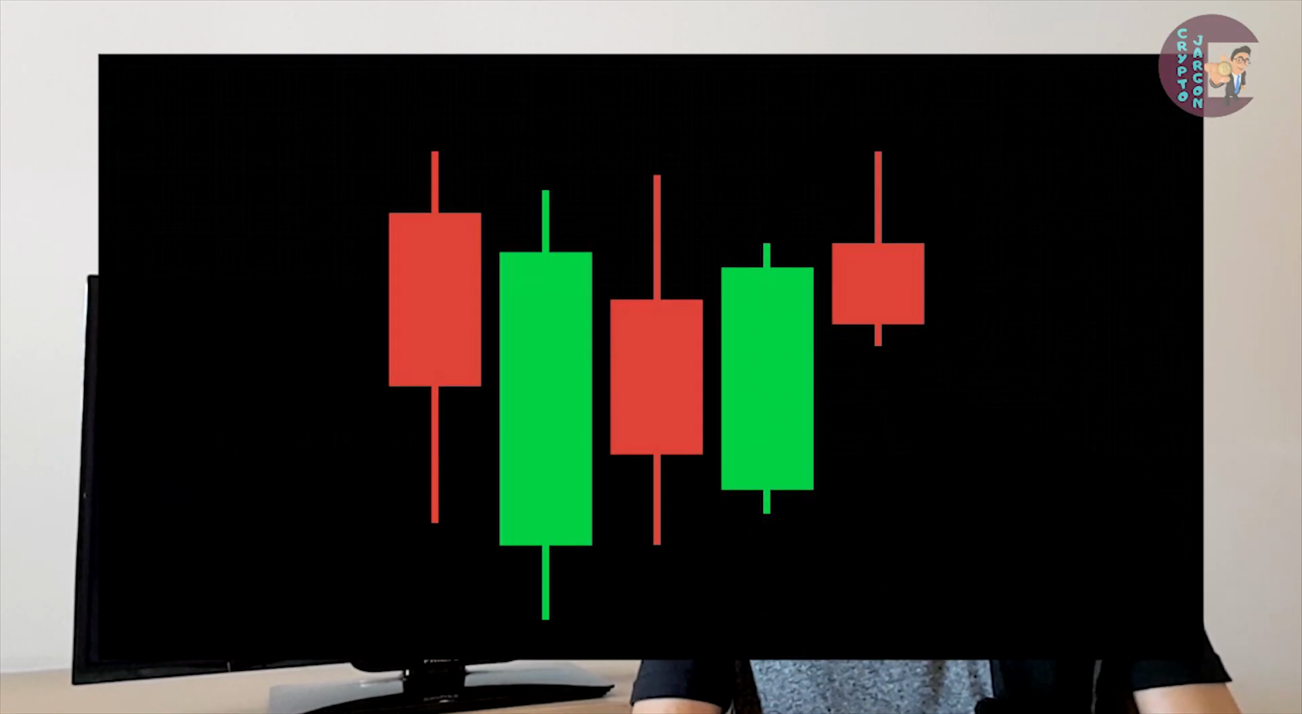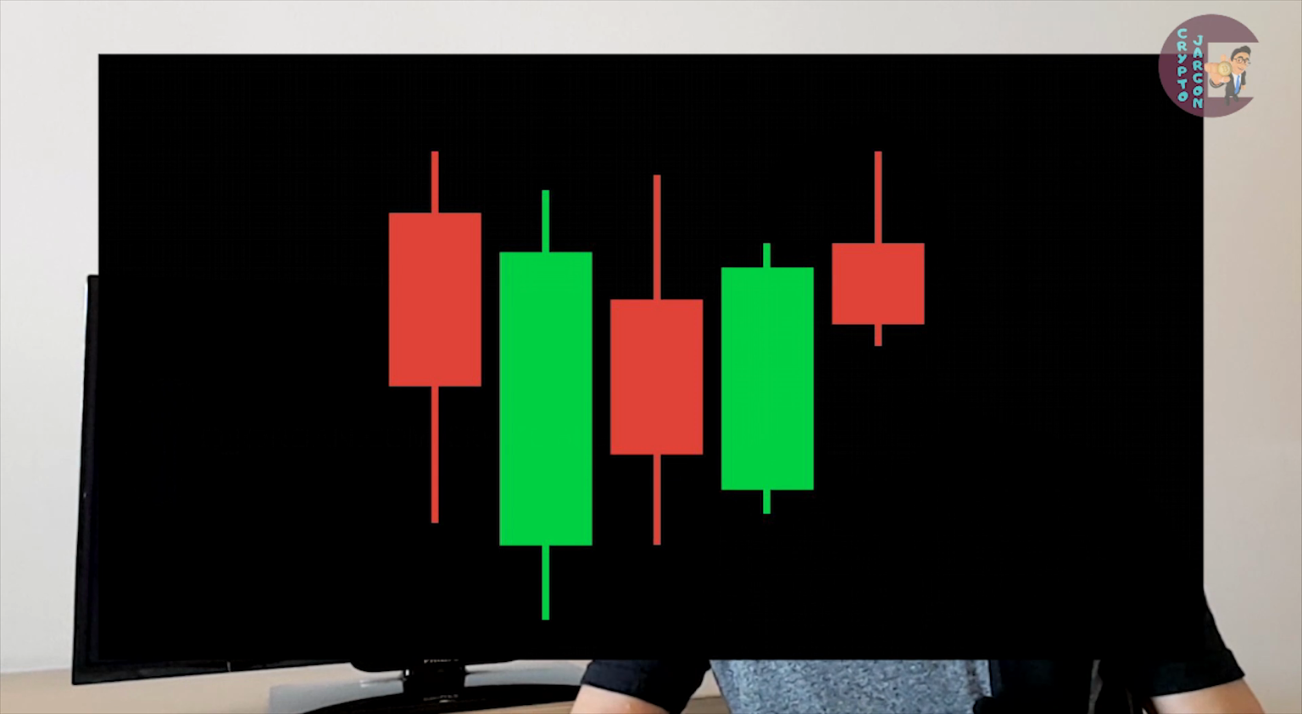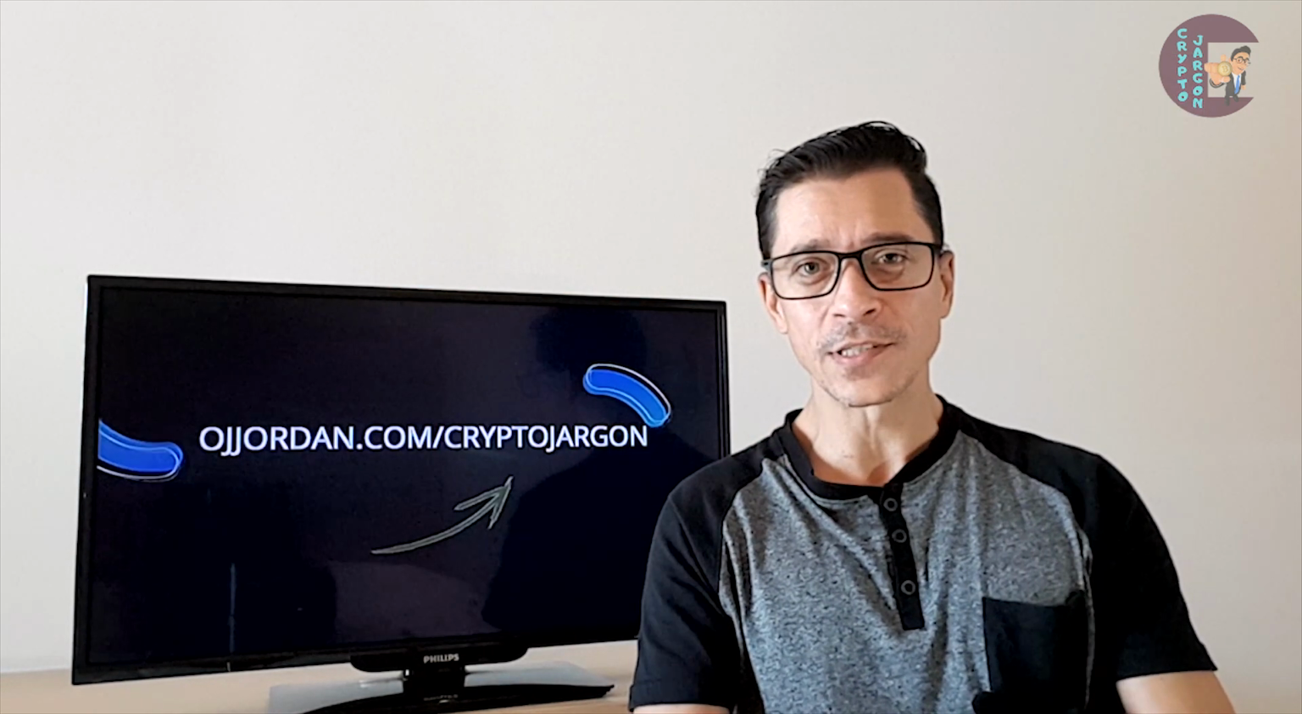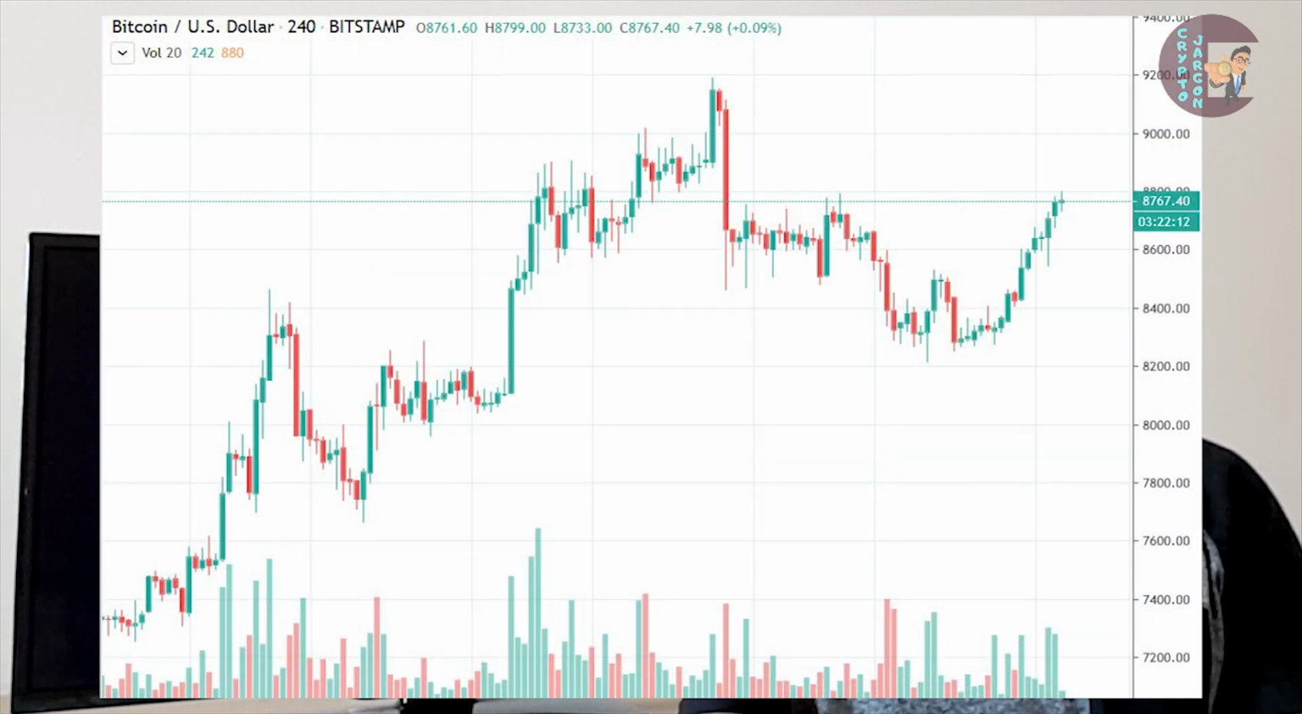These originated in Japan in the 18th century, when the Japanese rice trader Munehisa Homma discovered that while there was a link between price and the supply and demand of rice, the markets were strongly influenced by the emotions of traders. He invented the candlestick chart, where a multitude of candlesticks show that emotion by visually representing the size of price moves with different colors.